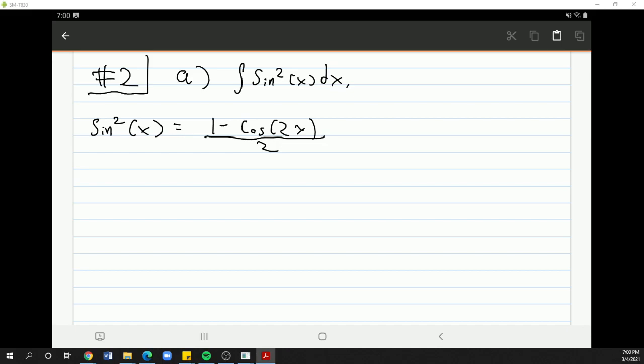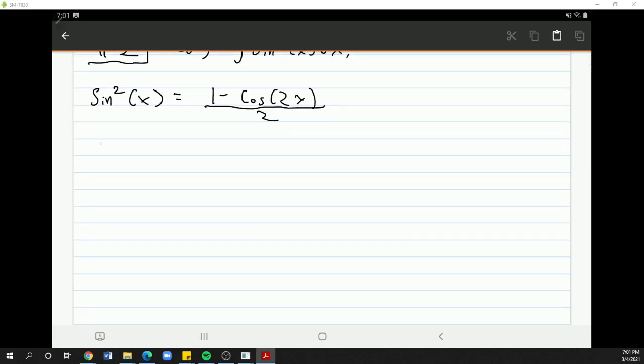It would be good to have a whole bunch of trig formulas on your formula sheet, because if I just try to do this, maybe I try some weird integration by parts thing. Maybe that works, maybe it doesn't. But what would be way easier is to know this formula. Sine squared of x is (1 minus cosine of 2x) over 2.